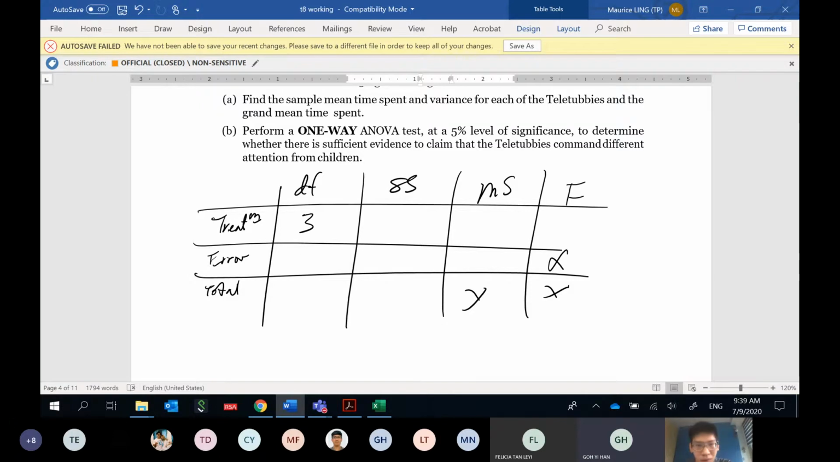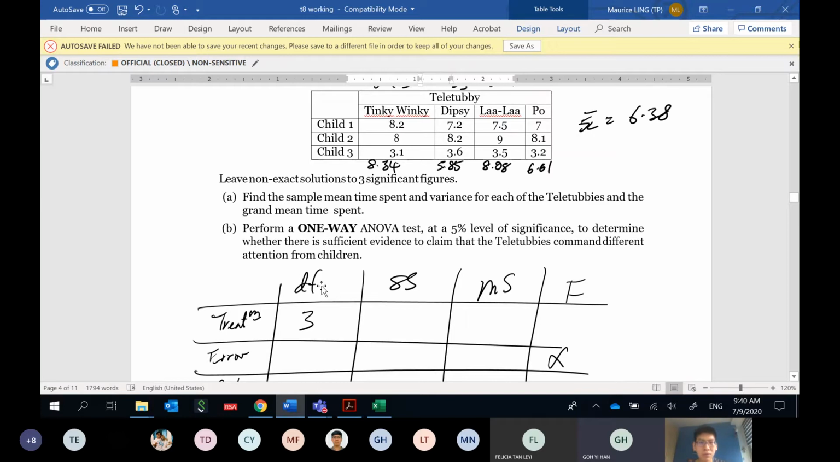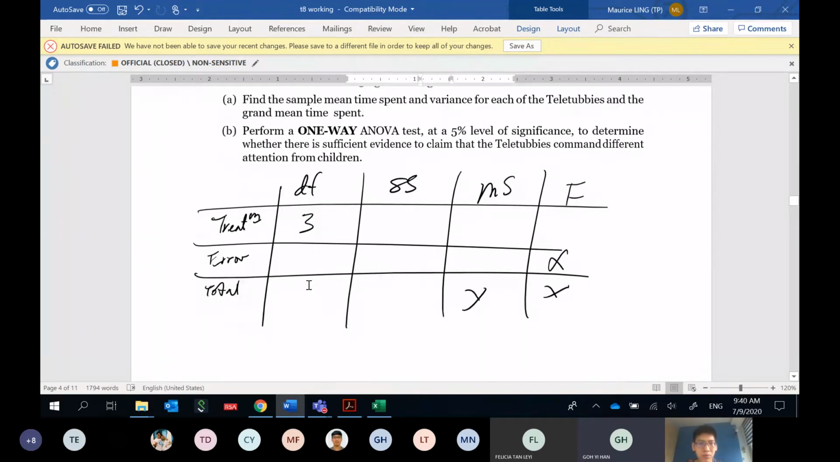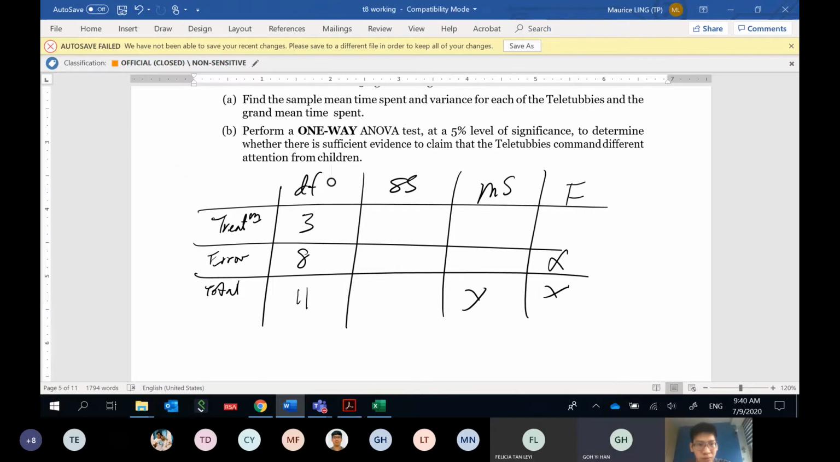Why 9? What's the total first? The total is 11. So what will be here? How did I get that? Oh yeah, I think I calculated it wrong. So this will be 8. Your sum of square should be correct, and this number will be the one that's wrong. But it doesn't matter.